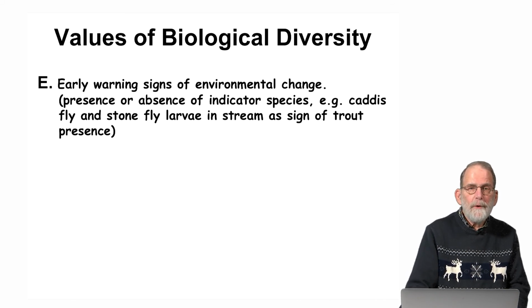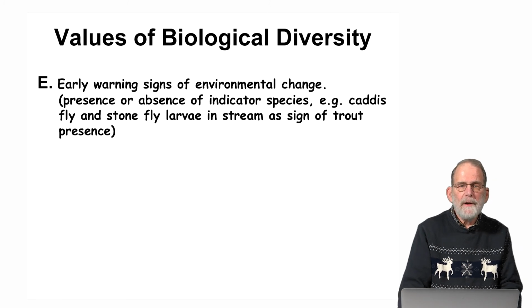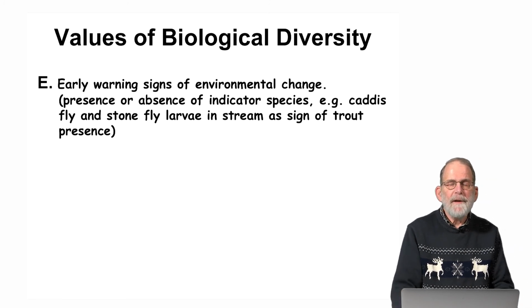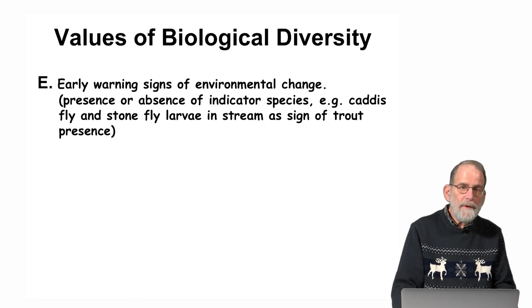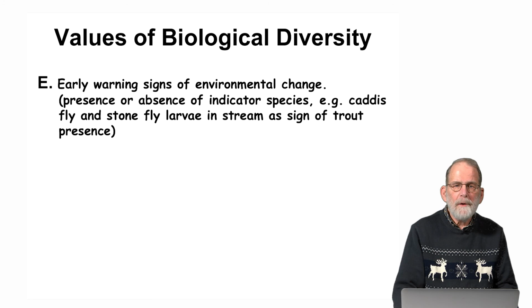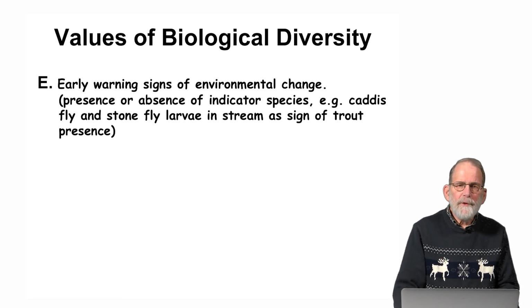Trout fishermen know, for example, that caddisfly larvae and stonefly larvae in the stream are a sure sign of the presence of trout. Similarly, the absence of caddisfly larvae and stonefly larvae in a stream that would ordinarily have those particular species is an indication there's something wrong with this particular stream in terms of its suitability as trout habitat.